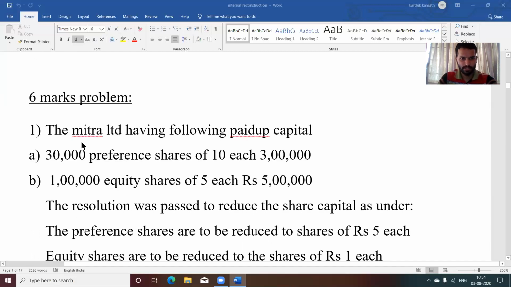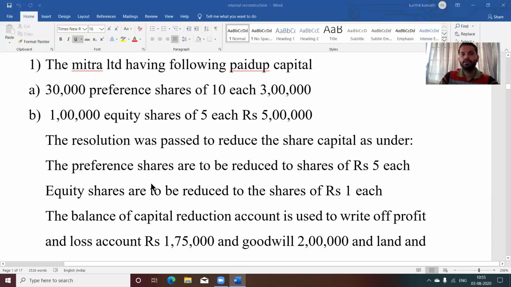First problem we will see. Mitra Limited has the following paid up capital. First one, 30,000 preference shares of 10 each, 3 lakh, here specifically given. Then 1 lakh equity shares of 5 each, that is 5 lakh, that is also mentioned. Then a resolution was passed to reduce the shares as under. Preference shares are to be reduced to shares of 5 each. Adjustment number 1. Then equity shares are to be reduced to shares of 1 each.